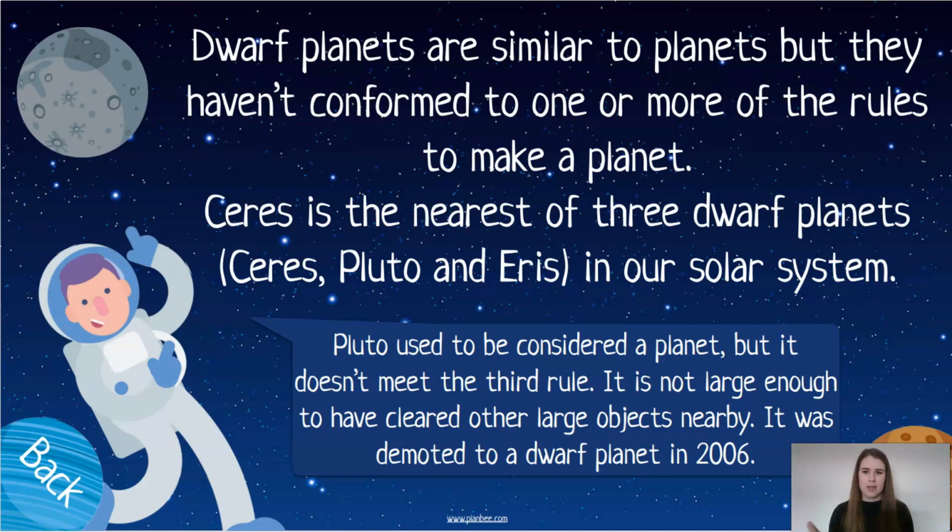Now, dwarf planets are similar to planets, but they haven't conformed to the rules of what a planet should be. Now Ceres is the nearest of the three dwarf planets. We've got Ceres, Pluto, and Eris, and they're the three dwarf planets within our solar system. Now, obviously, the most famous one that we know is Pluto. Now, it used to be a planet, but it doesn't meet the third rule, which means it's not large enough to have cleared other large objects nearby, so it's got to be a certain size to be considered a planet.